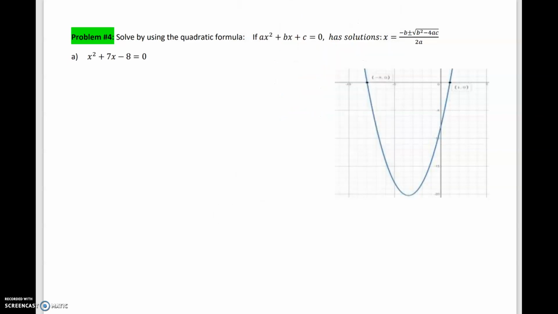Hi class, let's take a look at problem 4a. In problem 4a, they want us to use the quadratic formula. The quadratic you're given has to be in this form, meaning that it has to be set equal to 0. And this particular formula is going to solve all quadratics, assuming that you're evaluating them in that form.